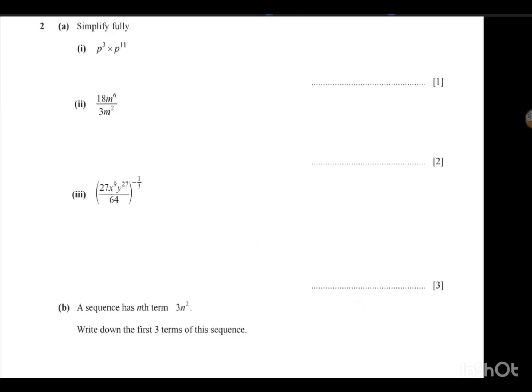Question number 2. Simplify fully p raised to 3 into p raised to 11. Question number 1. P raised to 3 into p raised to 11 will be p raised to 3 plus 11, that is p raised to 14. This is following the law of index: a raised to m into a raised to n is a raised to m plus n. So p raised to 14 is the answer.